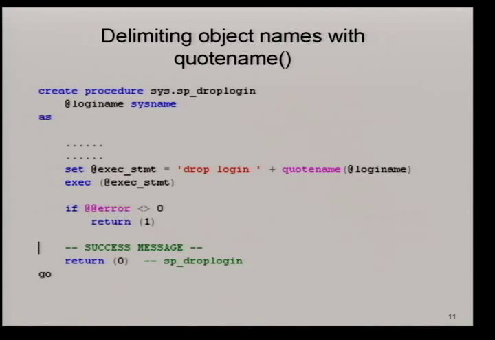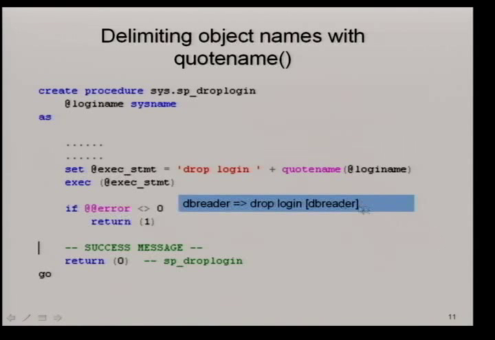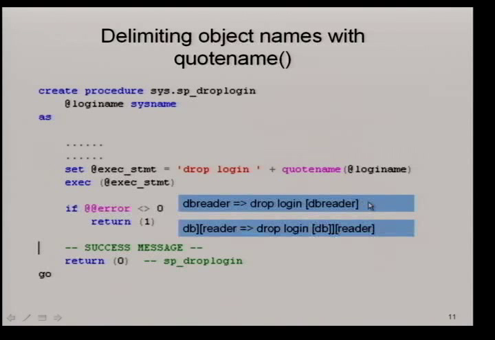So if you look at the body of this sp_droplogin stored proc, you will see the way the dynamic SQL statement is being formed here. DROP LOGIN plus QUOTENAME(login name). Because it's mainly designed for SQL object names, the default quote character for QUOTENAME is square brackets. So if you pass dbreader, this is the statement that gets formed: DROP LOGIN [dbreader]. If you pass any square brackets inside it, QUOTENAME is going to double the occurrences of right square brackets, but it doesn't do anything with the left square bracket.